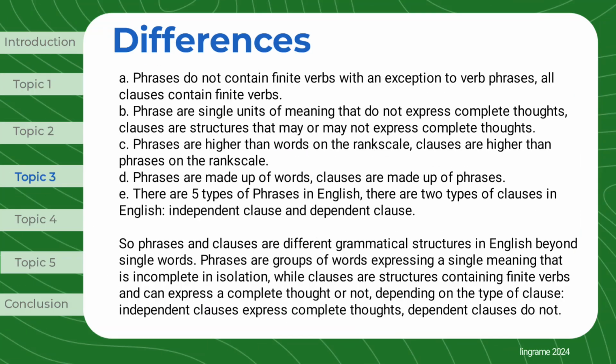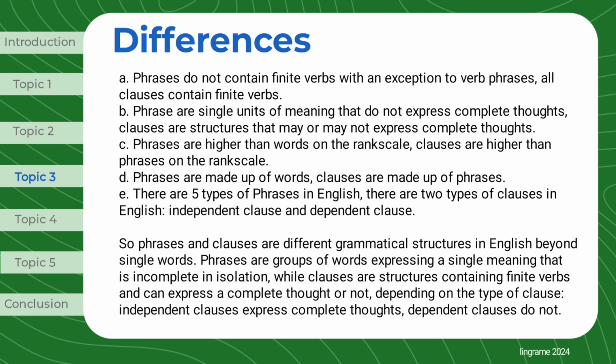Difference between phrases and clauses. Phrases do not contain finite verbs with an exception to verb phrases. All clauses contain finite verbs. Phrases are single units of meaning that do not express complete thoughts. Clauses are structures that may or may not express complete thoughts. Phrases are higher than words on the rank scale. Clauses are higher than phrases on the rank scale. Phrases are made up of words. Clauses are made up of phrases.